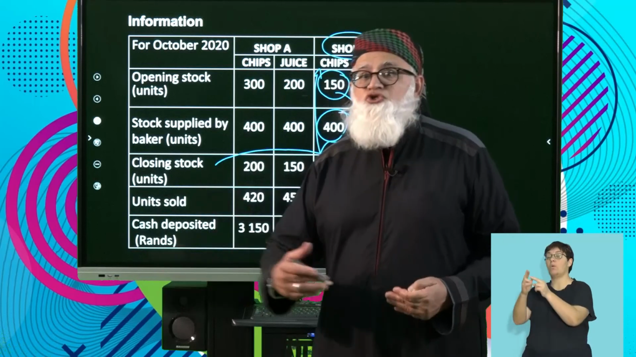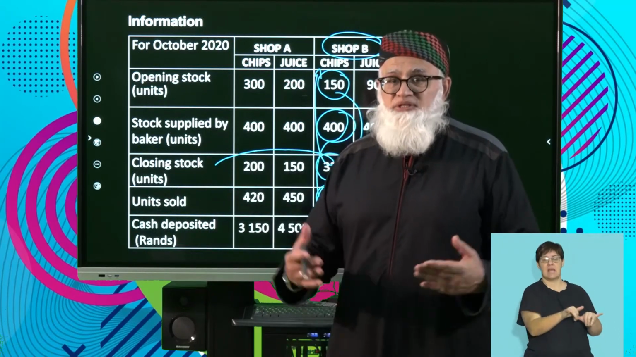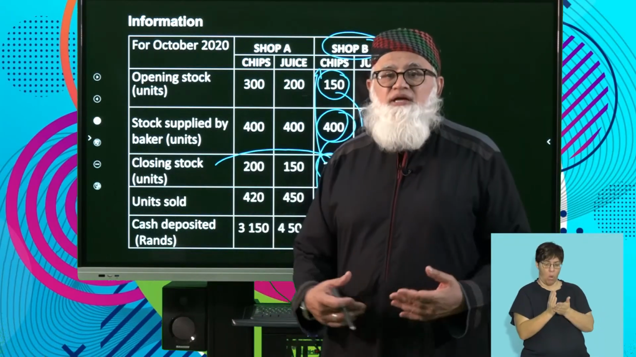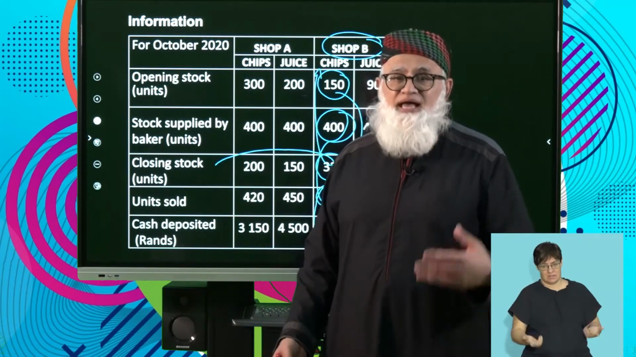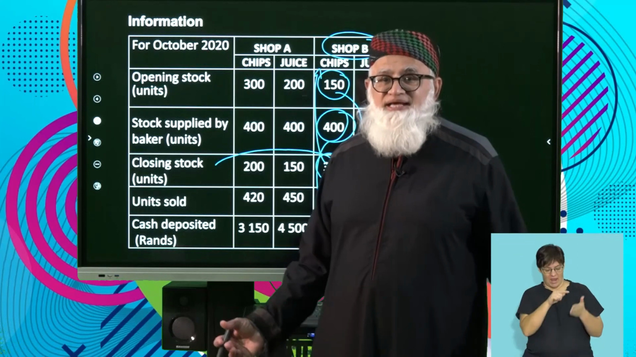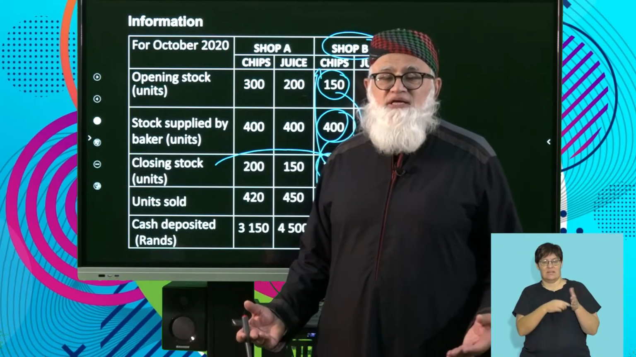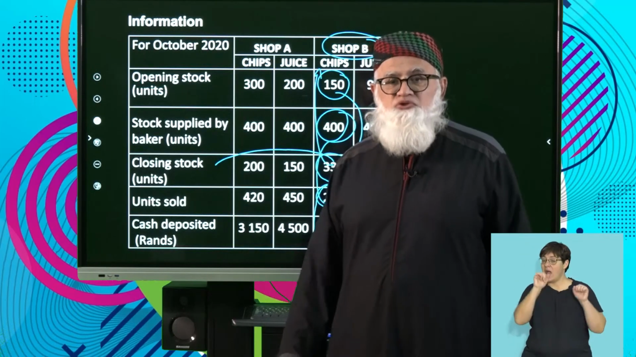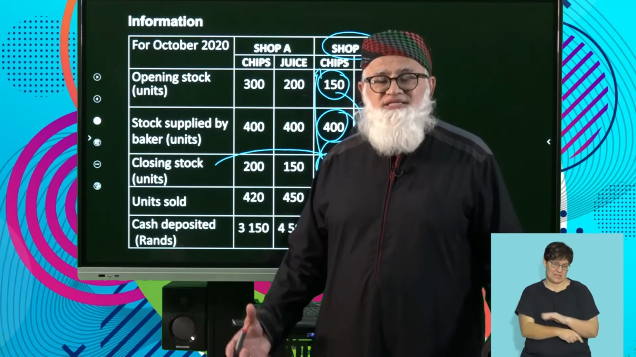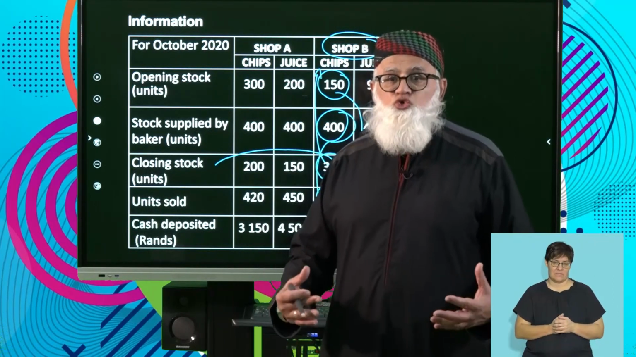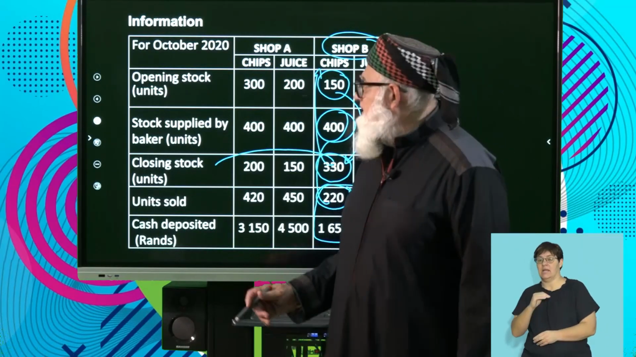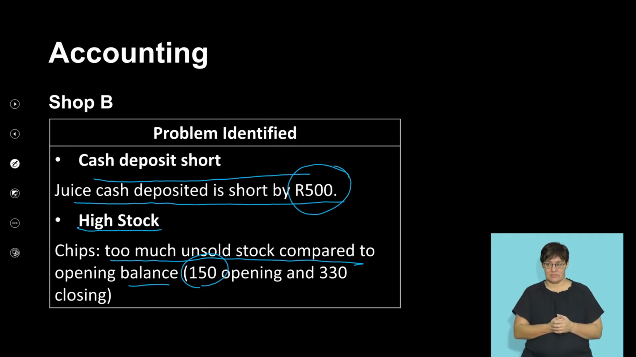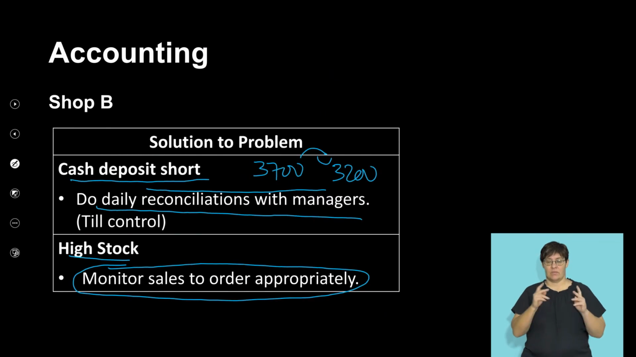Because if you're ordering too much, like we said, we're dealing with a perishable item, it can become obsolete. There can be expiry dates on this, and obviously, once the expiry date appears on that packet of chips, we will not be able to sell it, and it will be a waste, and it will be a loss to the business. So make sure that you order appropriately. Okay.